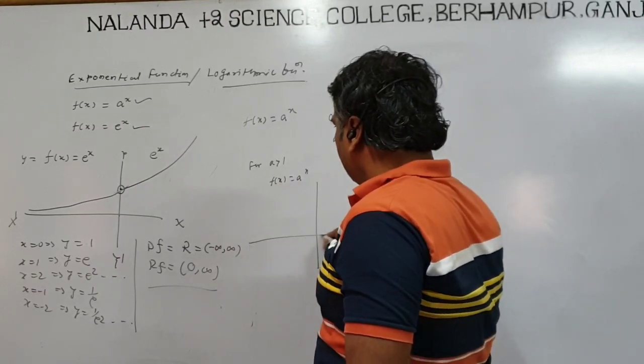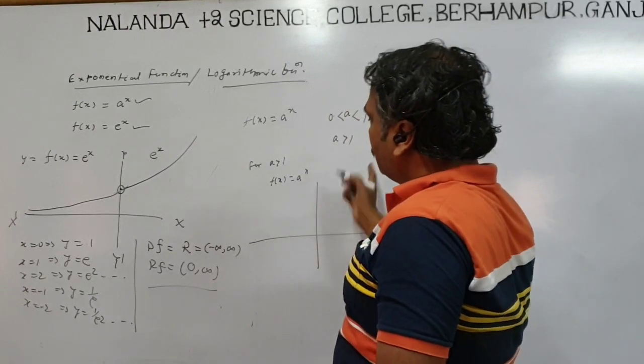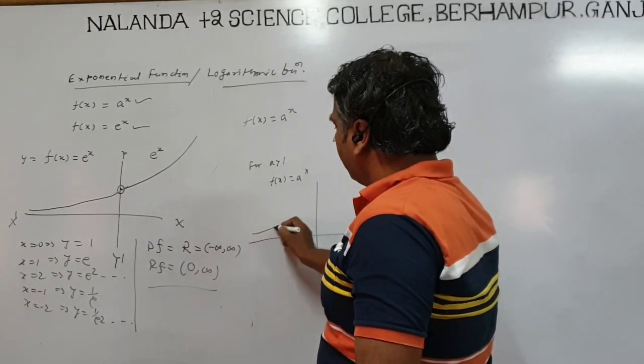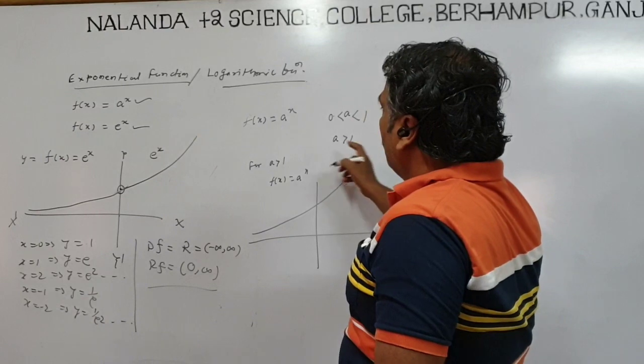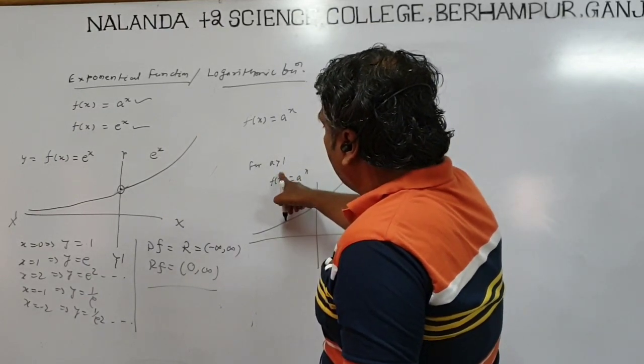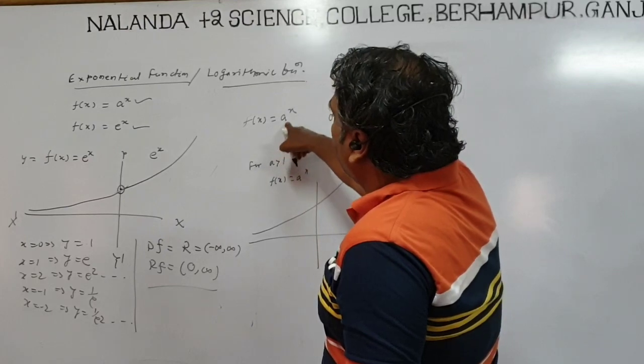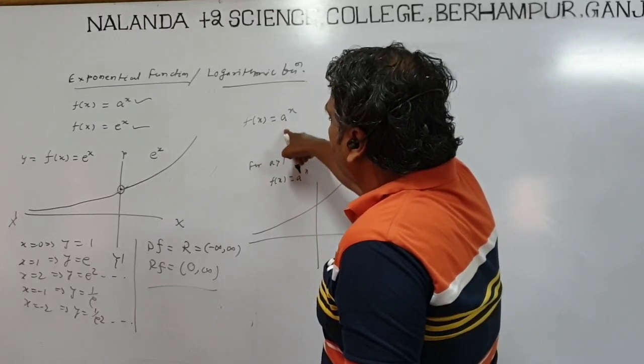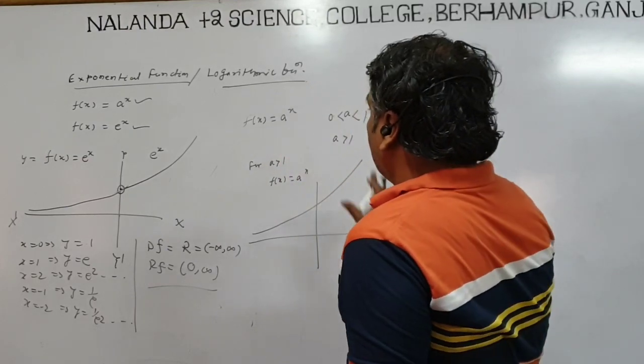The curve is... when x is a number, then this is the curve. When a is greater than 1, it is like 2 to power x or 3 to power x. Okay, not 0 to 1.